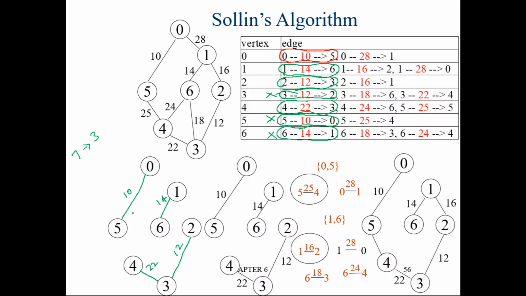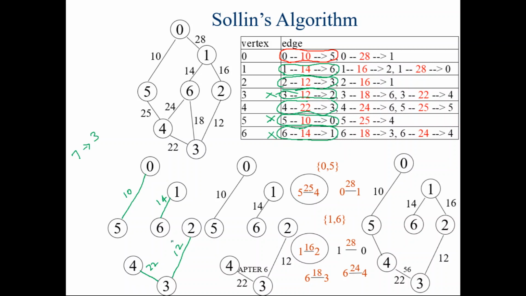Each of these components is disconnected from the others. For example, this component is connected from 0 to 5 and 5 to 0. That's all. It is not connected with other components. Similarly, 1 and 6 are connected. There is no way to reach from 1 to 0 or 6 to 0 or 1 to 5 or 6 to 5. So this is one separate component.